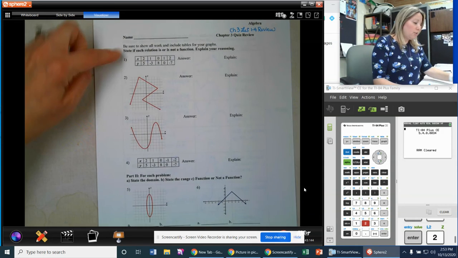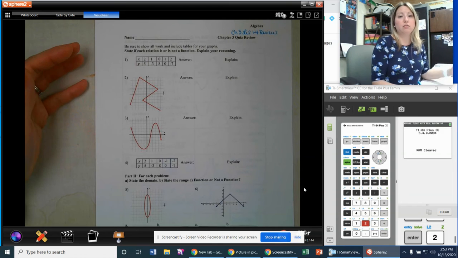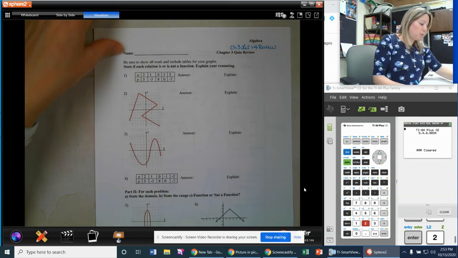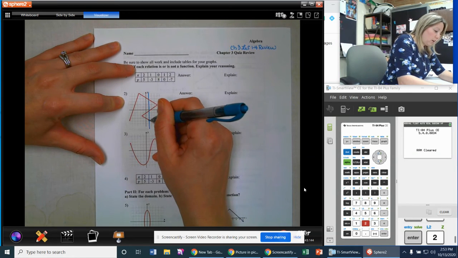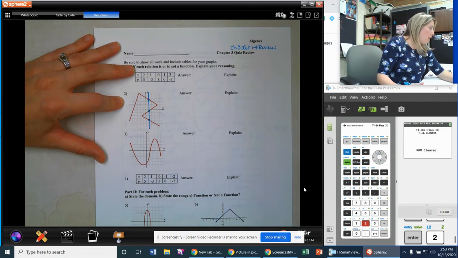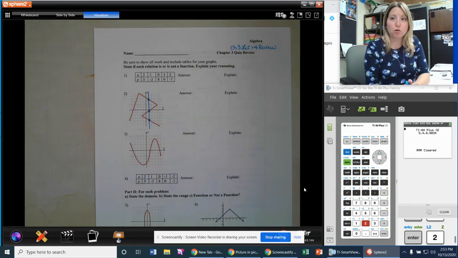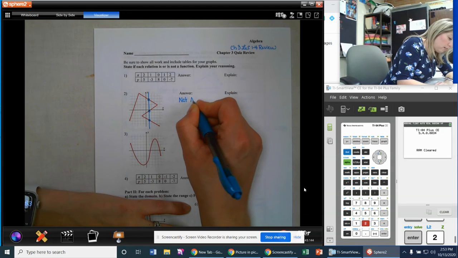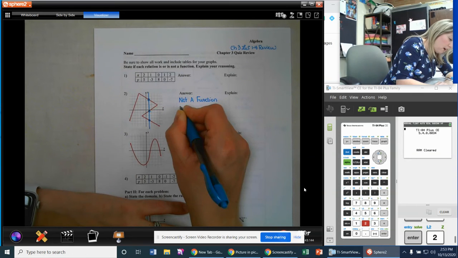So here we're explaining function or not a function. Answer it, and you can say NAF for not a function if you would prefer. I'm going to do number 2, and number 2 is not a function. And here's a vertical line that I draw that touches this graph in 3 spots. And if you have something being touched by a vertical line in 3 spots, it's not a function, or like I said, you can abbreviate that as NAF.